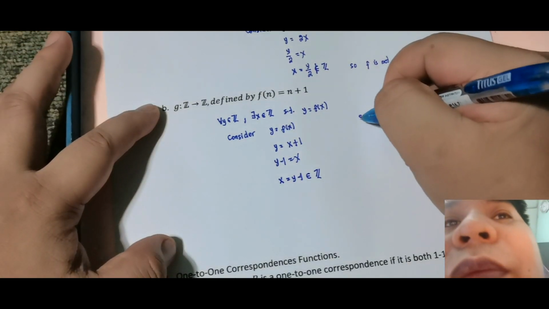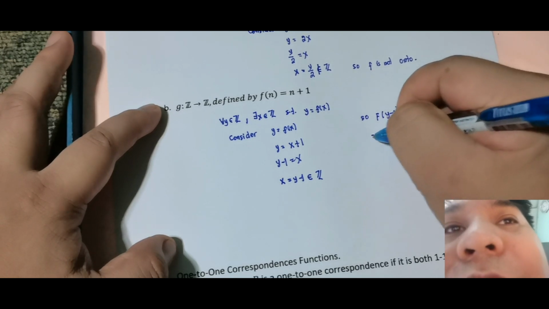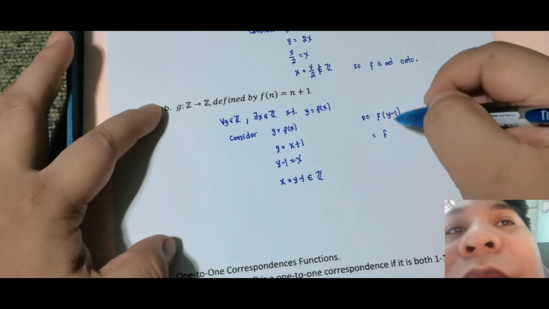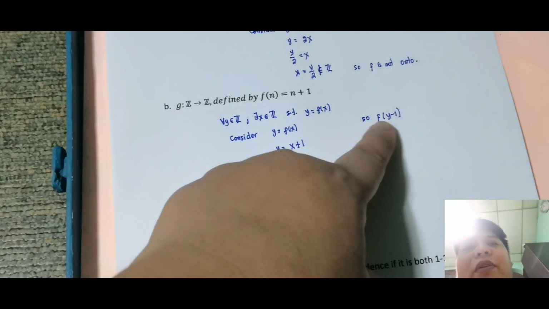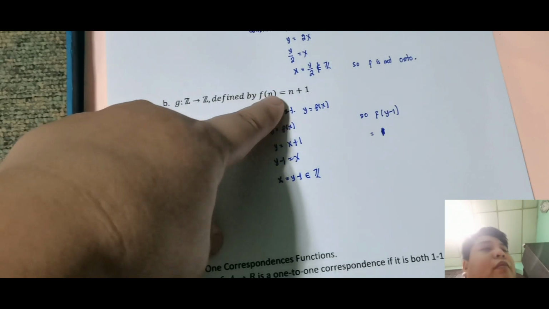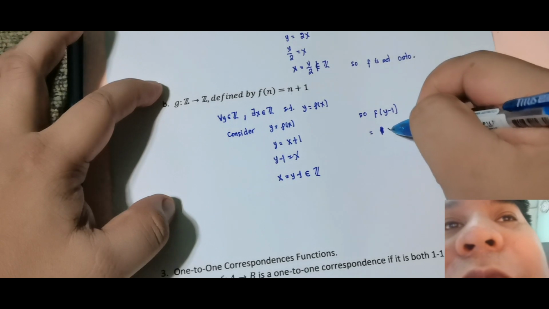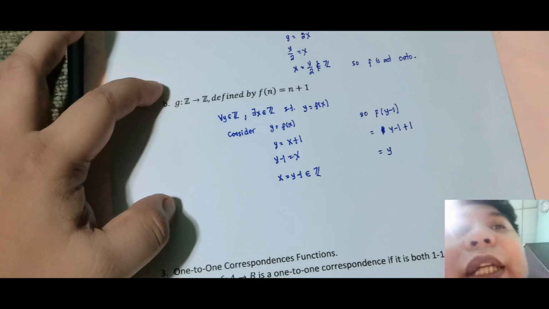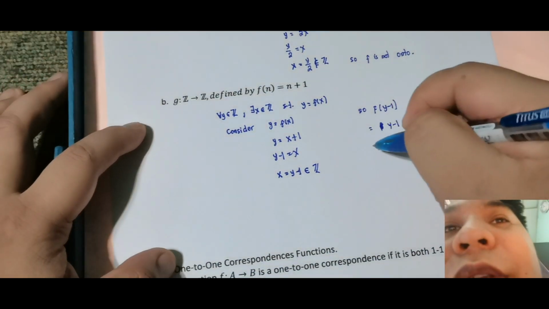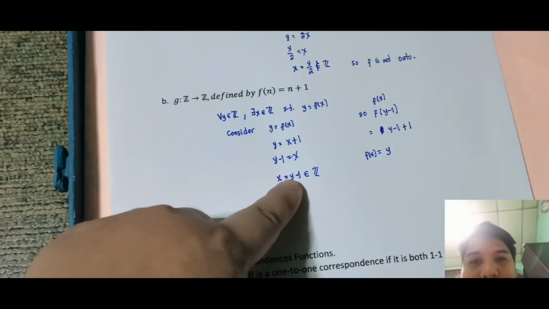So, ilalagay mo to. So, f of y minus 1 is equal to f of x. Diba, f of y minus 1, ilalagay mo doon. Okay, diba, f of x yan, diba, f of n yan. So that is y minus 1 plus 1, which is equal to y. Okay, so therefore, f of x is equal to y. Kasi ganyan yun eh. Diba? F of x, so f of y. Kasi x is equal to y minus 1.